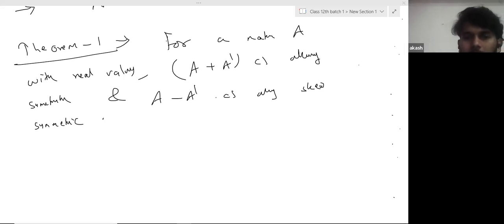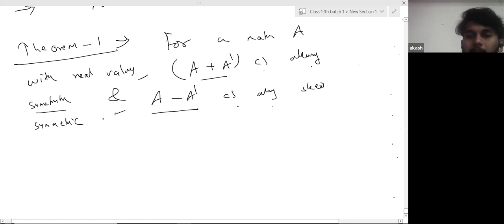All right, Shefani, the theorem is for a matrix A with real values. For a matrix A with real values, A plus A transpose is always symmetric and A minus A transpose is always skew symmetric.